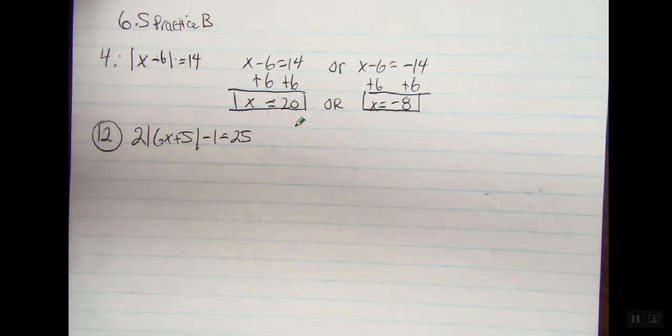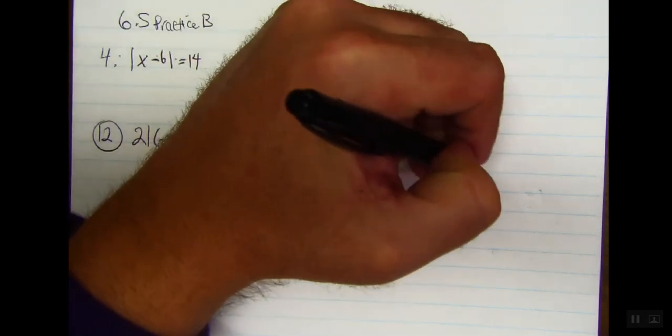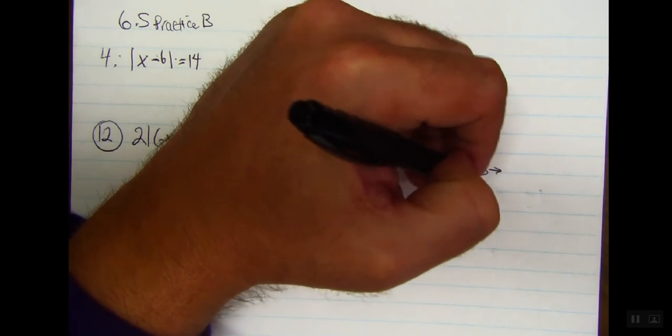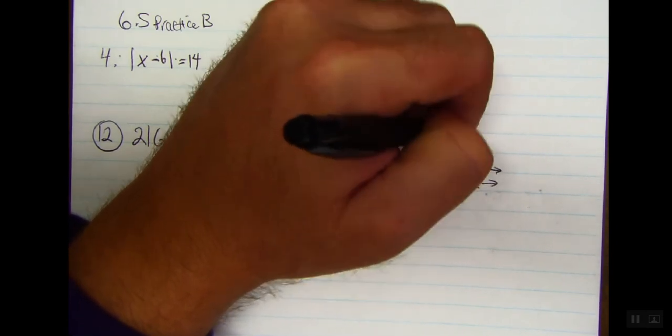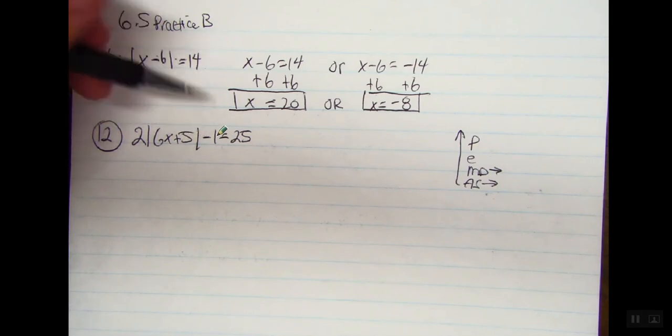Again, I don't immediately go to this. I have to first get the absolute value by itself. So I have to get rid of this 2 and this negative 1 to the other side. Remember, we solve all equations with reverse PEMDAS. That means I'm going to add or subtract first. Remember, you've got to know your reverse PEMDAS. So I'm doing my adding or subtracting first. I'm adding the 1 across.